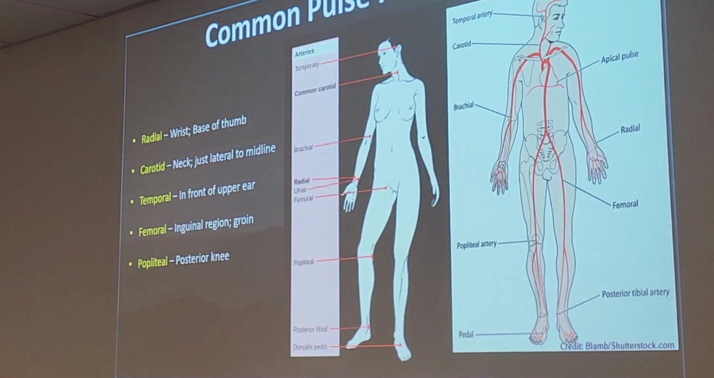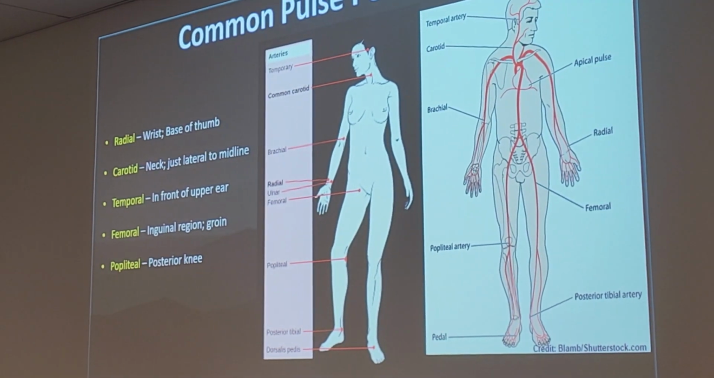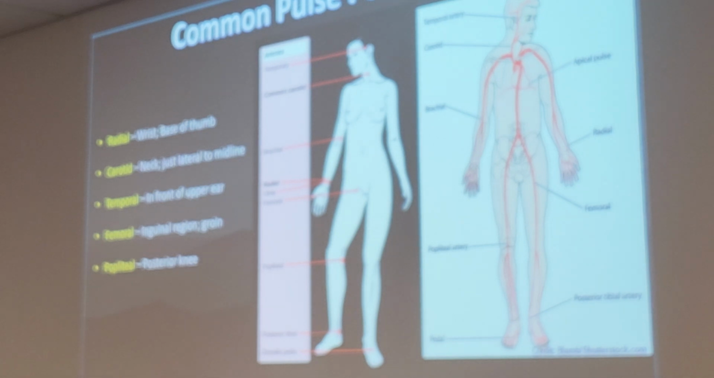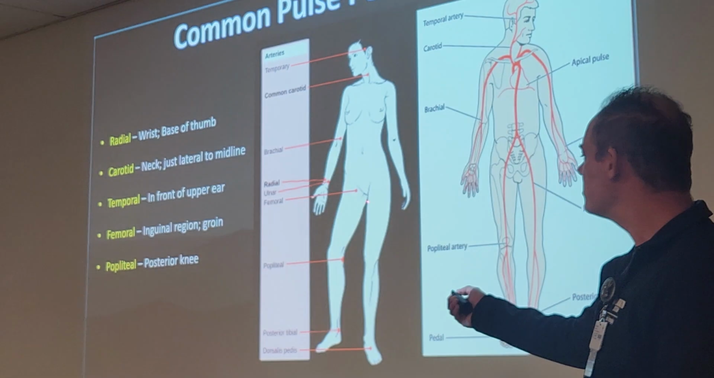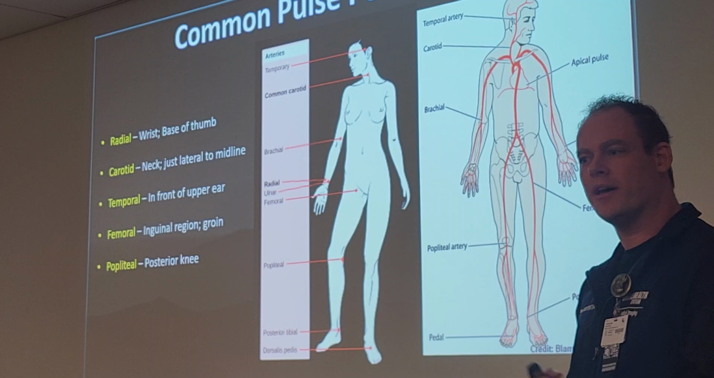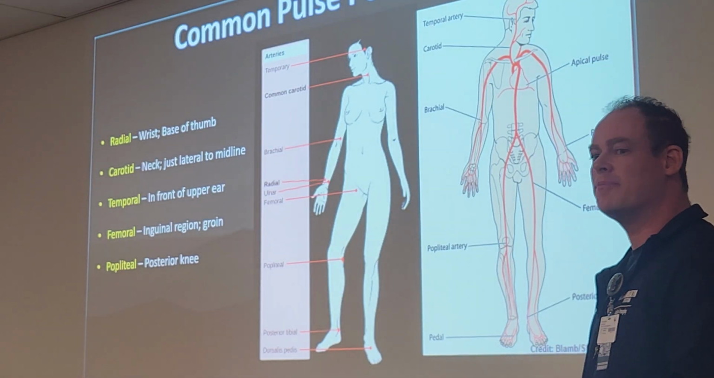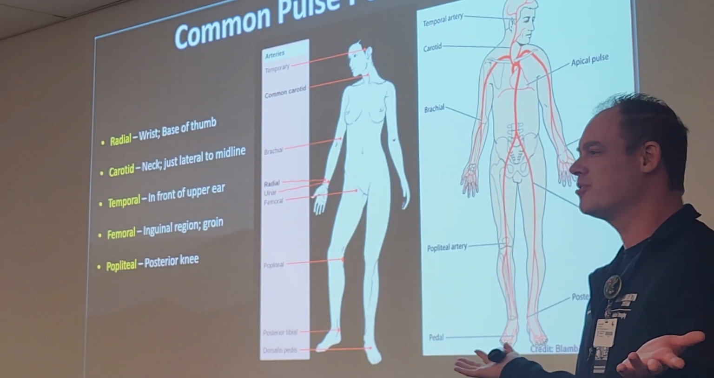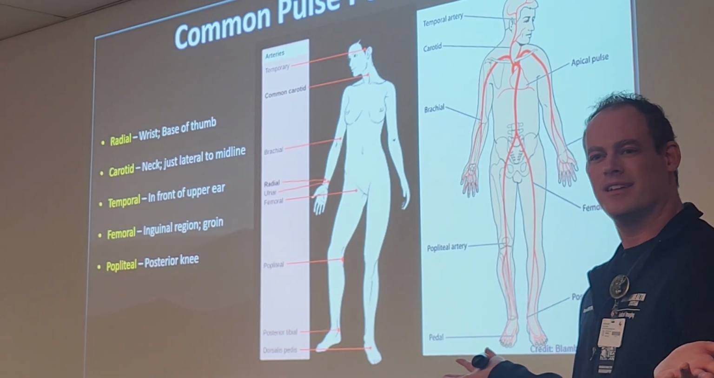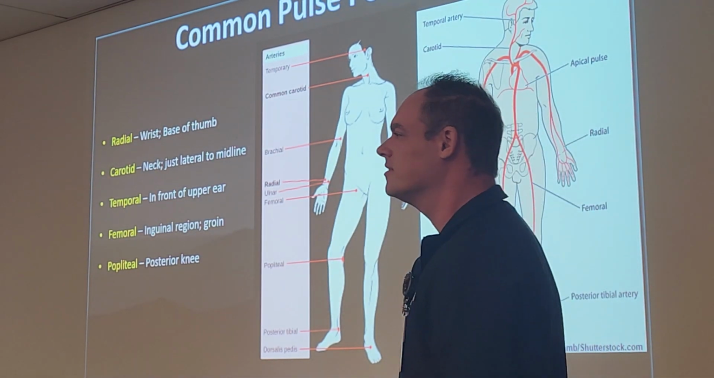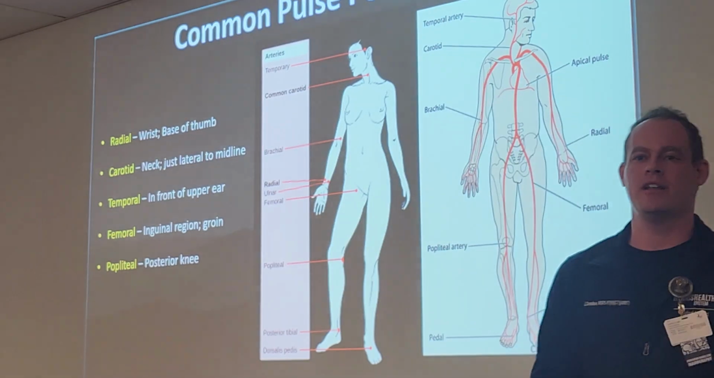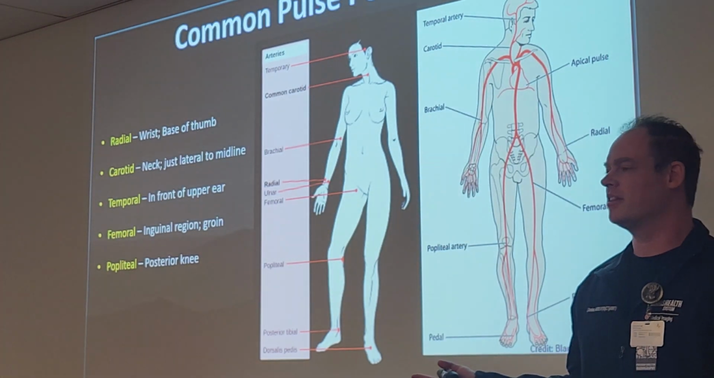We have the temporal in front of the upper ear, not at the ear, which is basically your temple. We have the femoral, which is the inguinal region or the groin. Not the most popular spot to palpate, but if you have to, you have to. And then the popliteal. Where's that at? Behind the knee, the back of the knee, correct. So those are our 5 most common pulse points. Not all of them, but the most commonly used.